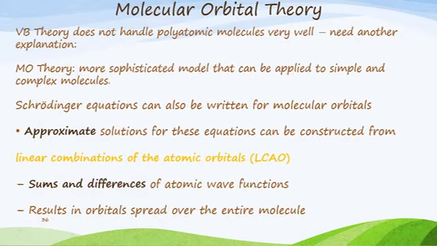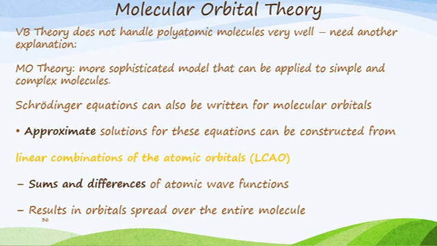This is part 5 of the molecular structure and bonding unit. And we saw from the previous part that valence bond theory doesn't handle the description of the bonding of polyatomic molecules very well. We need another explanation. And so we go to the last remaining theory that we're going to be looking at for this module, and that is molecular orbital theory.